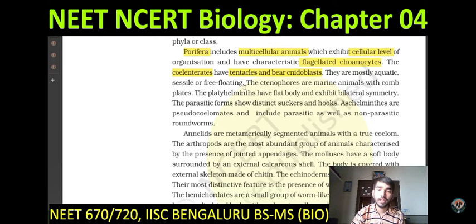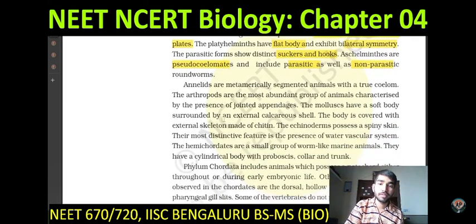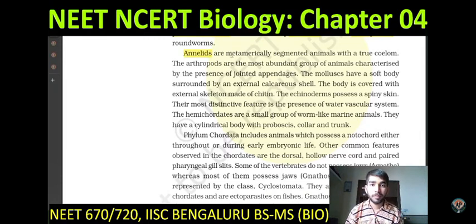Aquatic, free floating. So there is this alternation of generation called metagenesis, which is seen in coelenterates. Ctenophores are marine with eight external comb plates, which help in locomotion. This you should remember. Platyhelminths have flat body, bilateral symmetry. Parasitic forms have sucker and hook. Aschelminthes are pseudocoelomate, parasitic as well as non-parasitic. And you should also remember that the female is longer here. Example was Ascaris. Annelids have metameric segmentation, true coelom.